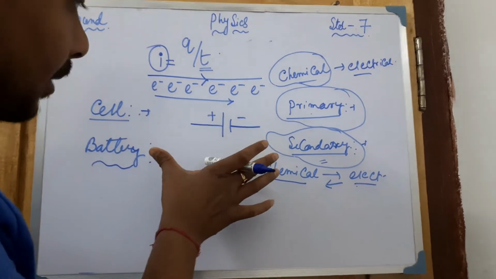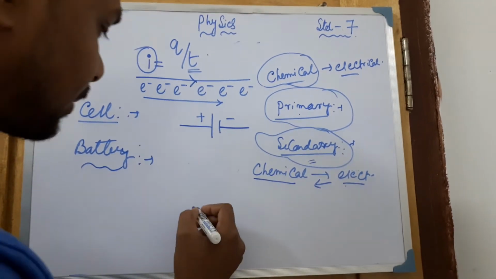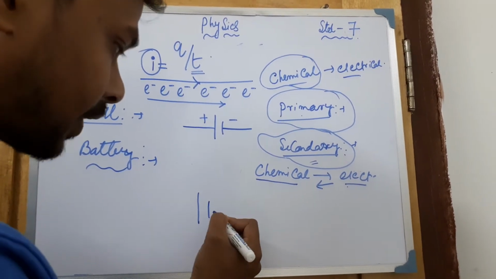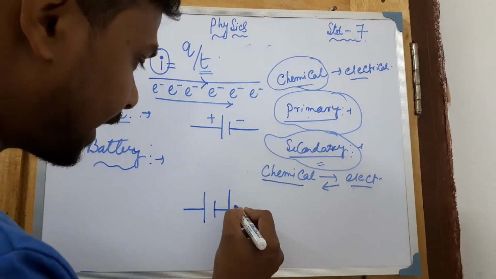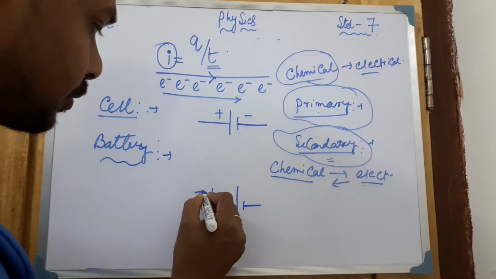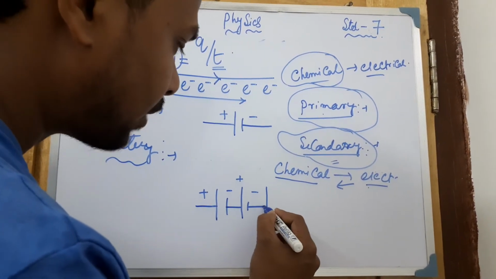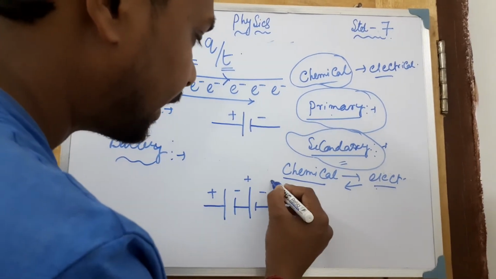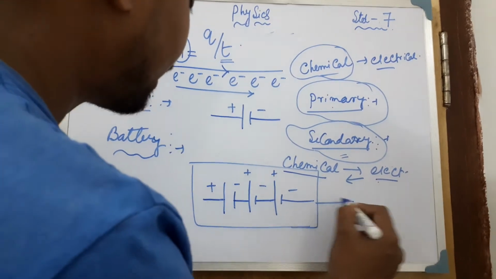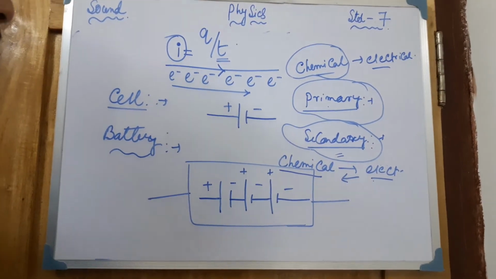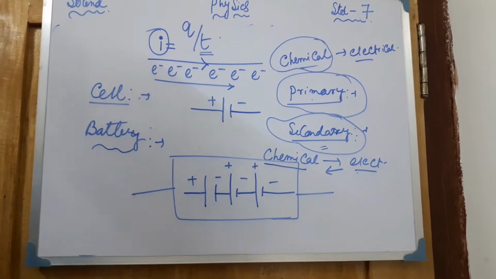A battery is a combination of cells. So many cells. Suppose this is one cell here. Then I have connected another cell with this one. This is positive, this is negative, again positive, again negative. Then again I have connected one more cell here. Then this will make a combination, and this is actually a battery. This is not a single cell, because a number of cells are connected to each other. That type of thing is a battery.